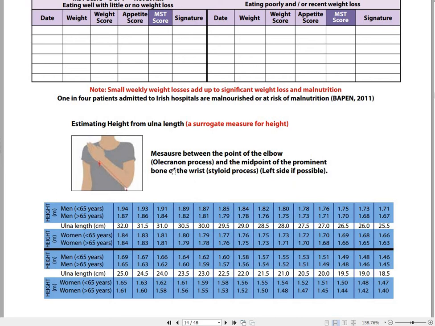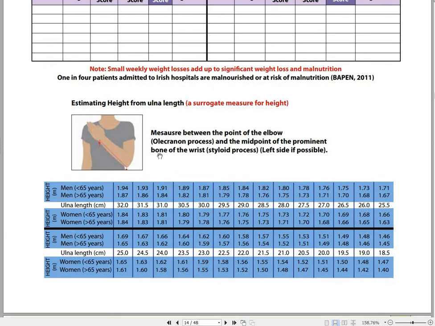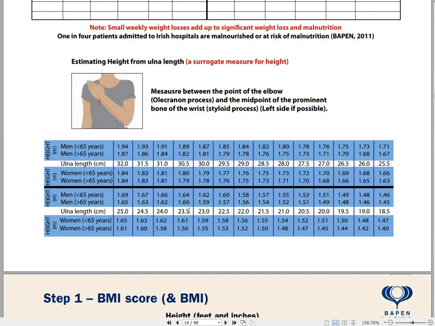Okay, so you measure that and then you go down to your table, and depending if your patient is male or female, and depending on their age, if they're over 65 or less than 65, okay? So you go to their ulnar length, okay? So depending on their ulnar length, you can estimate what height the patient is, okay? So we can use that as a substitute for patients who cannot stand to get a measurement on the stadiometer, okay?